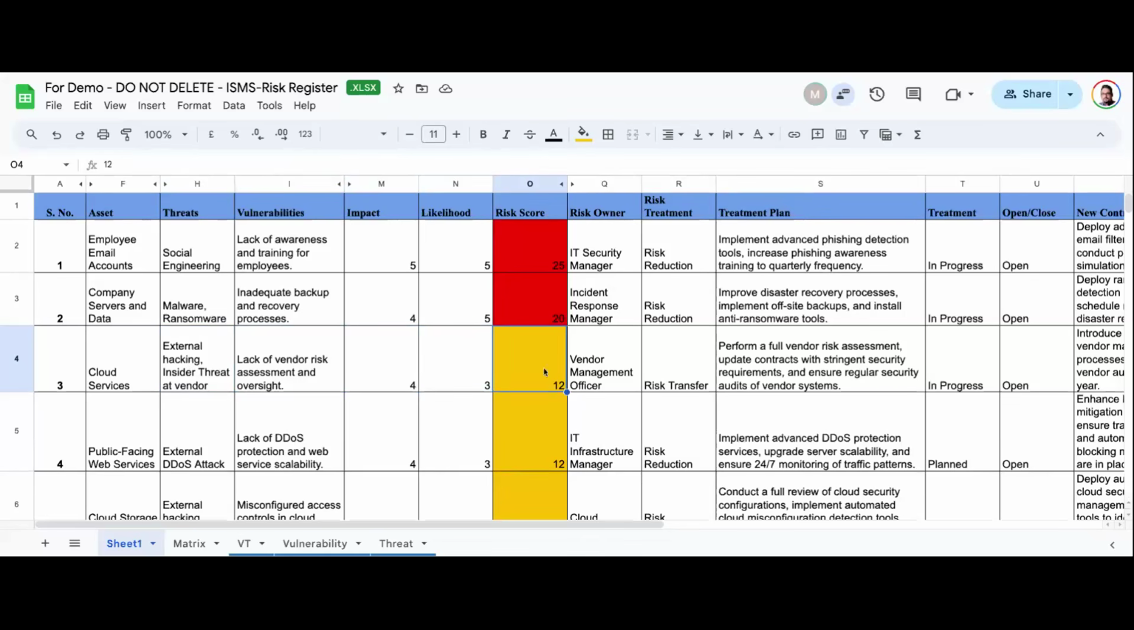But again, this is not something that you need to consider immediately. What you need to consider immediately is the risk which is high. You need to be conscious here. Once you have dealt with these risks, then you need to come to this risk.